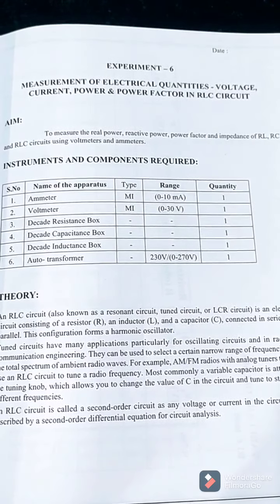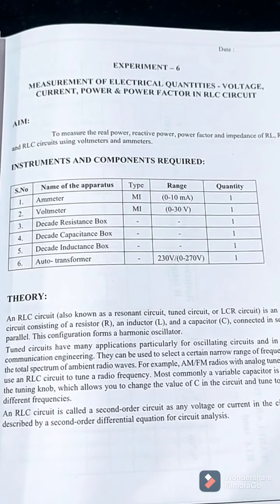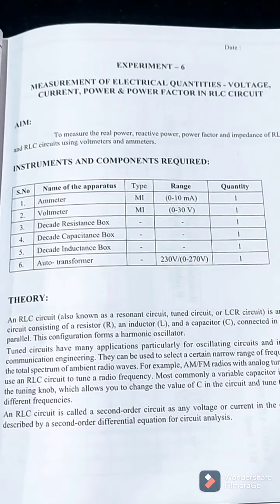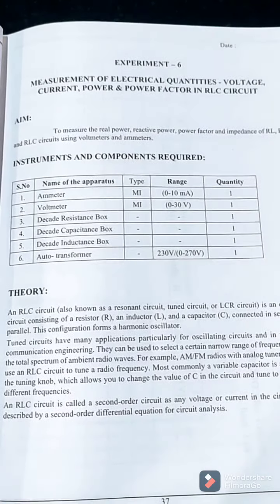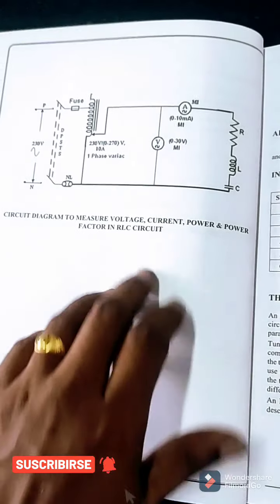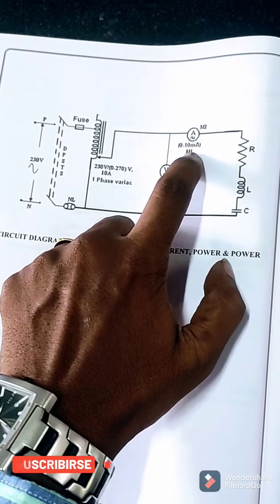As we already discussed, to determine the current value, we need to use an ammeter. When I use AC as a source, we need to use moving iron, MI type instruments. Here we are using AC as a source, so we need to use MI type instruments only.